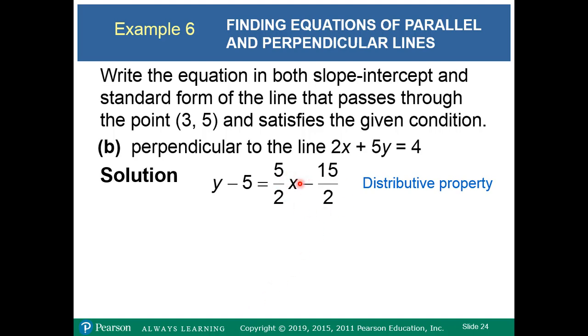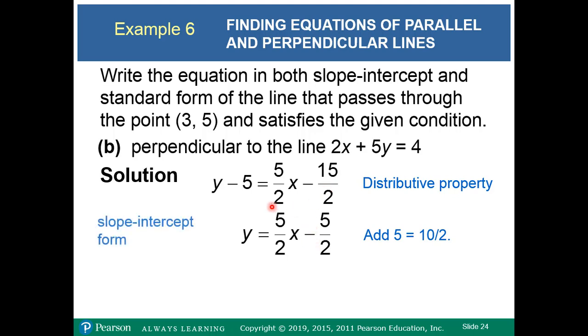Okay, we use the distributive property, and now we're going to add 5 to both sides and simplify. Now this is our slope-intercept form. So this is the slope, 5/2, and the y-intercept is negative 5/2. Okay, now what about standard form?